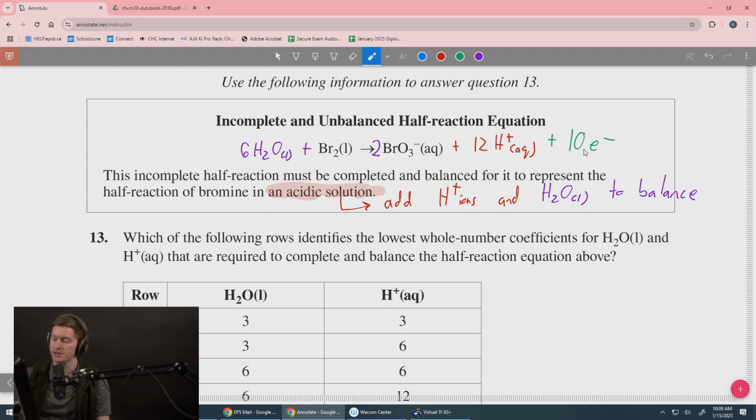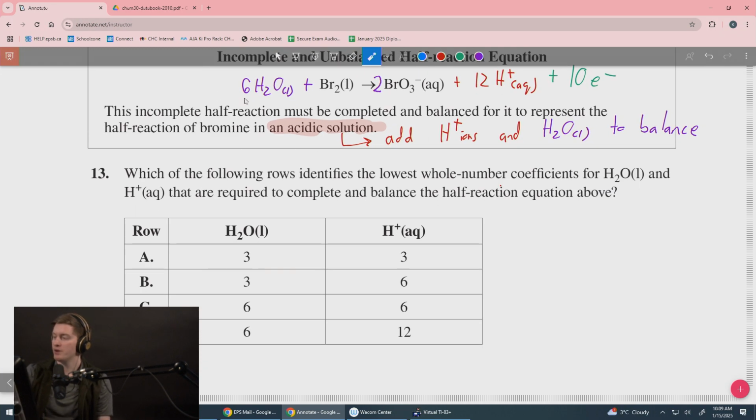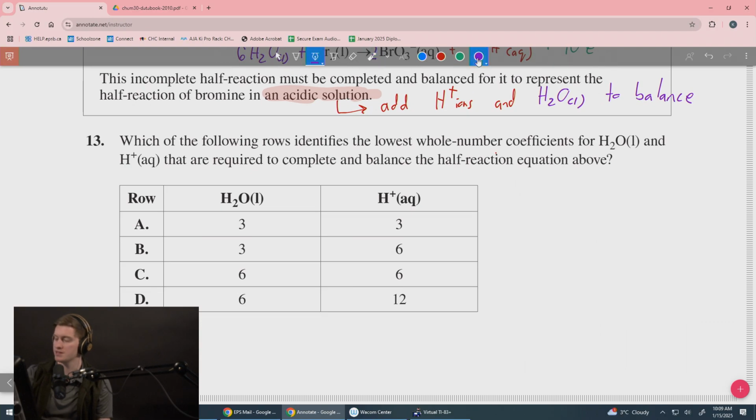But for this particular question, they're just asking for the lowest whole number coefficients for water and the hydrogen ion, which we've found is 6 waters and 12 hydrogens. So D is our answer here.